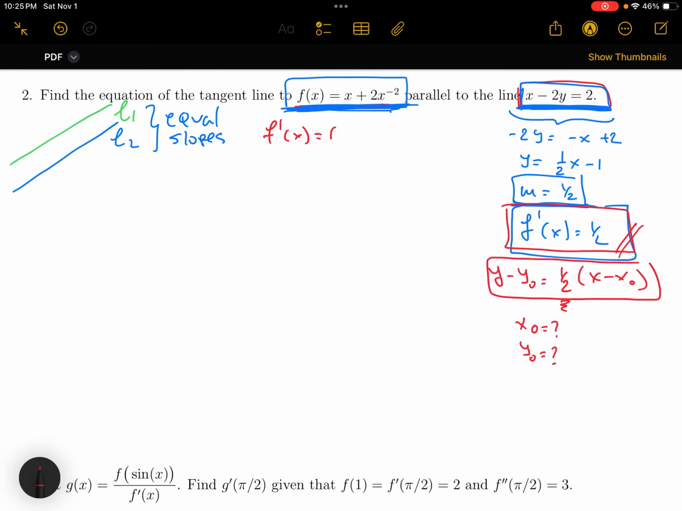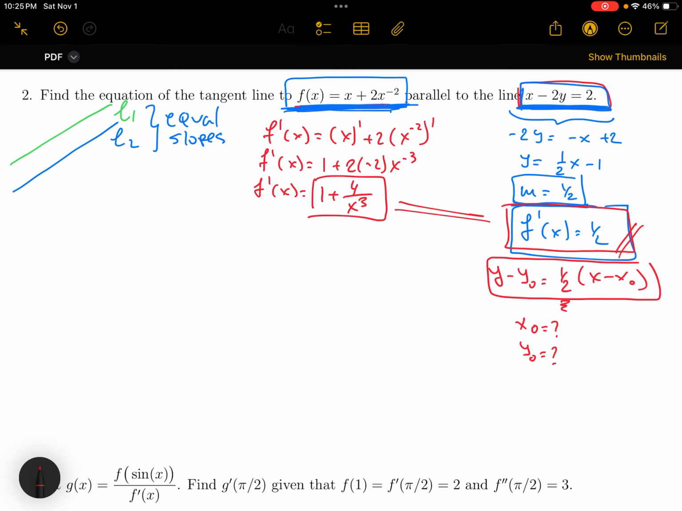f'(x) is equal to the derivative of x plus 2 times x to the power negative 2. So f'(x) is equal to 1 plus 2 times negative 2 times x to the power negative 3. f'(x) is equal to 1 plus 4 over x cubed. And this expression has to be equal to 1/2. So let's solve that. 1 plus 4 over x cubed is equal to 1/2.